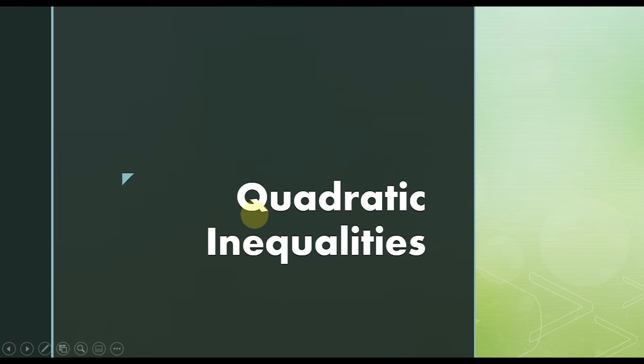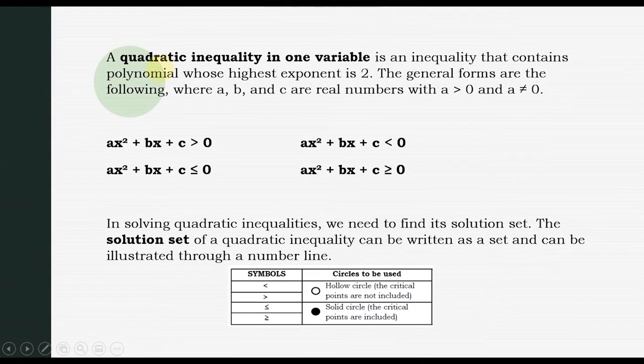Quadratic inequalities. As you know, a quadratic inequality is a mathematical statement that relates a quadratic expression as either less than or greater than another. A quadratic inequality in one variable is an inequality that contains a polynomial whose highest exponent is 2. The general forms are the following, where a, b, and c are real numbers, with a not equal to 0.